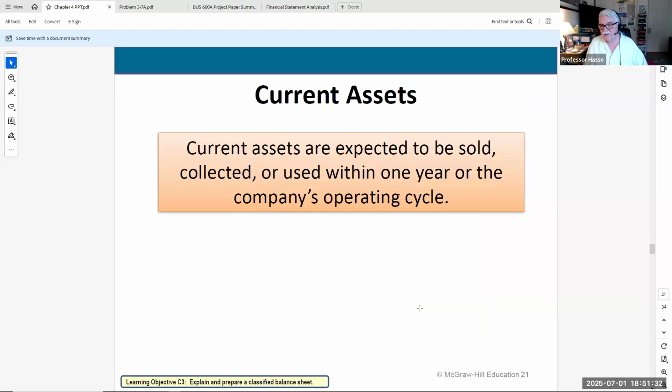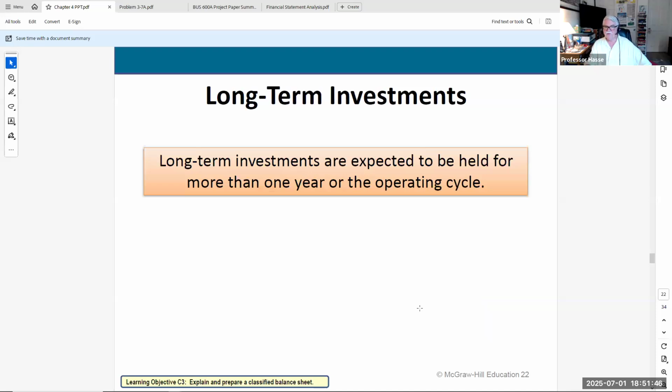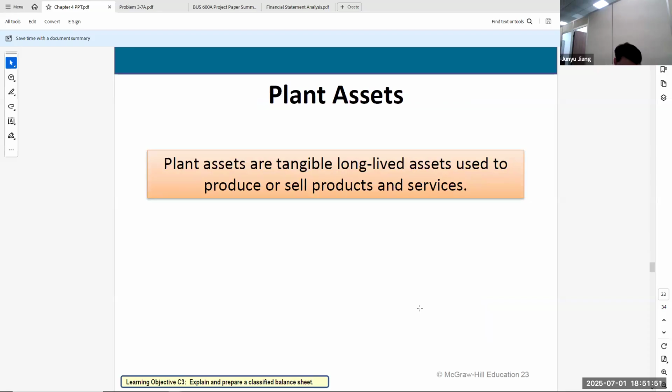The definition of current assets: assets expected to be sold, collected, or used within 1 year or the company's operating cycle. Short term, they turn over quickly. Long-term assets are held for more than 1 year, like plant assets or long-term investments.